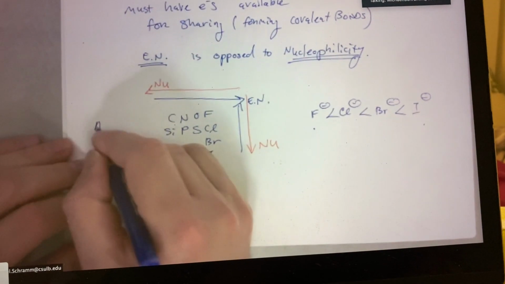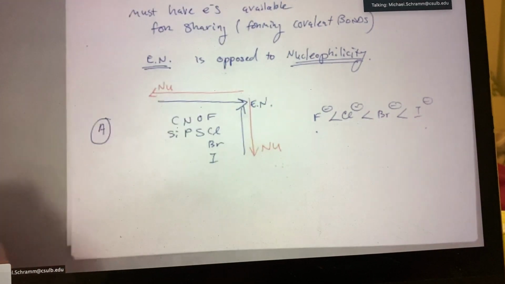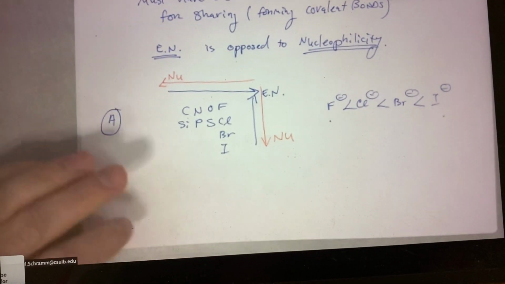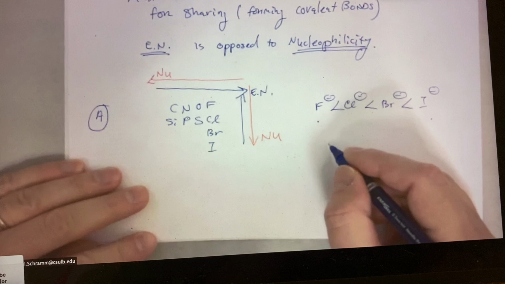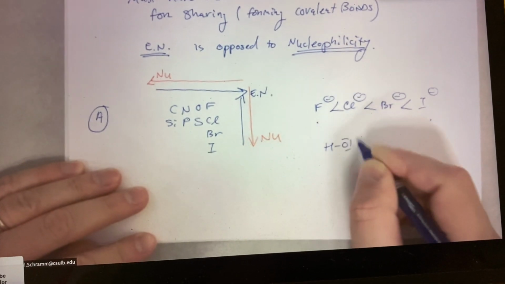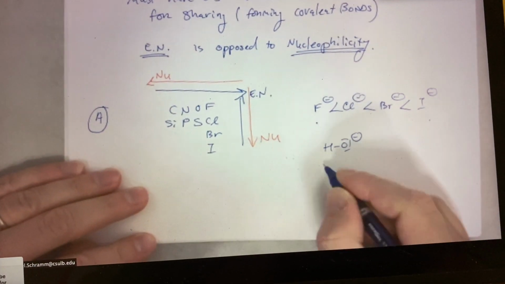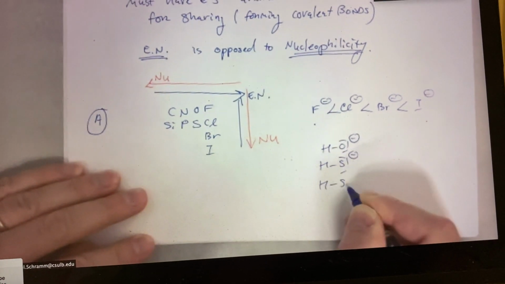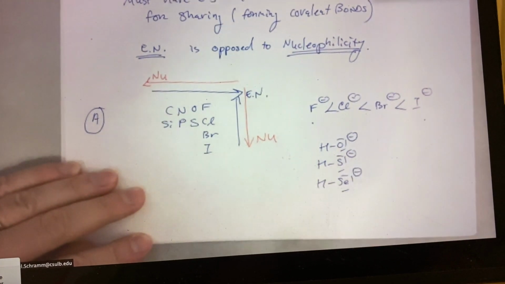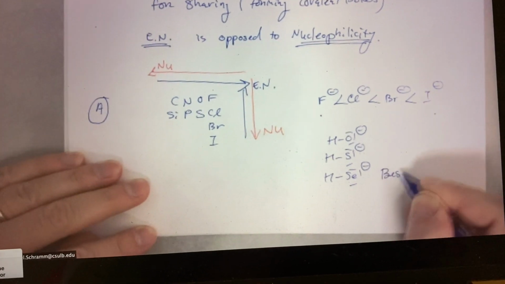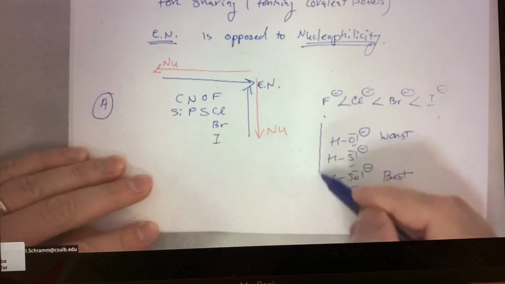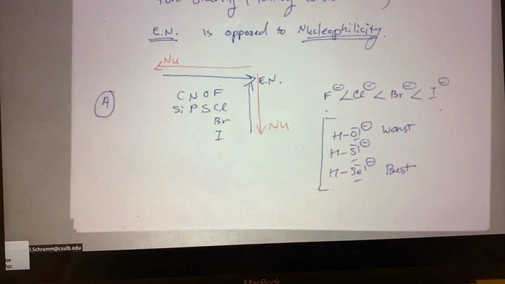So we're going to look at 3 different things to consider. This will be part A. If we were going to go down a column in the periodic table, if we were comparing hydroxide to thiolate to selenate, this would be the best nucleophile. This would be the worst, if we were just comparing these three amongst one another.